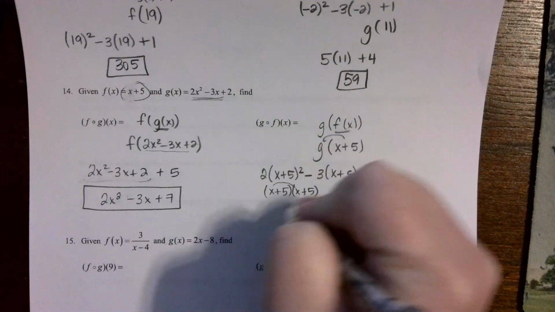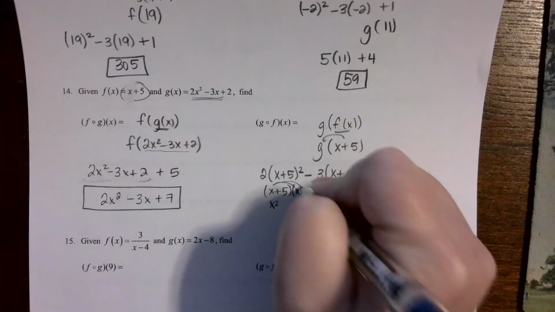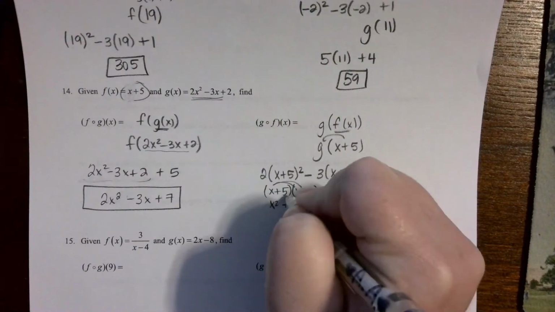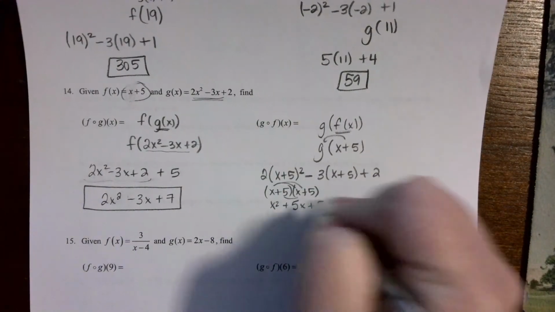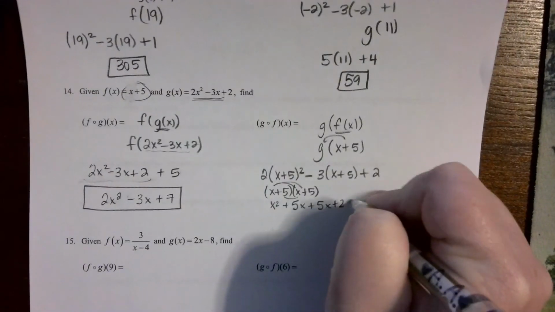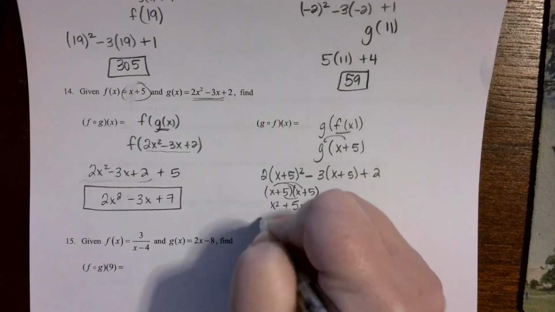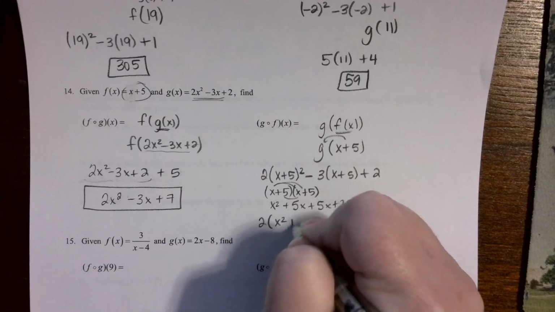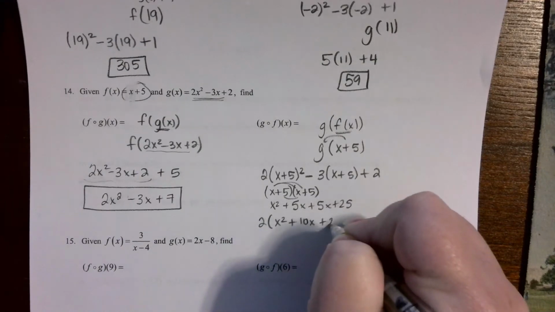So x times x is x squared. X times 5 is 5x. 5 times x is 5x. And 5 times 5 is 25. So I pull down the 2. I've got an x squared plus 10x plus 25.